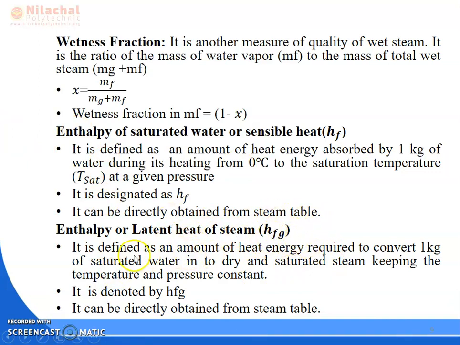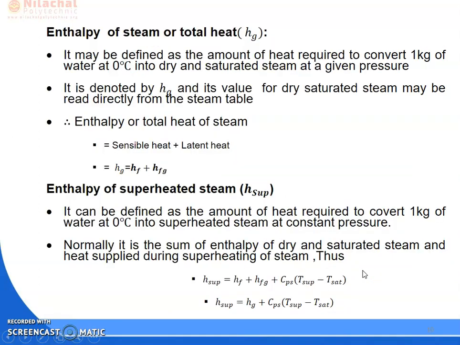So how can you define it? It is defined as the amount of heat energy required to convert 1 kg of saturated water into dry and saturated steam, keeping the temperature and pressure constant. This is known as latent heat of steam, or you can say latent heat of evaporation or vaporization. It is denoted as HFG. So where can you get this value? You can get this value from the steam table.